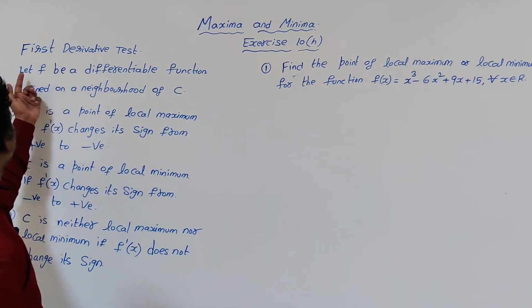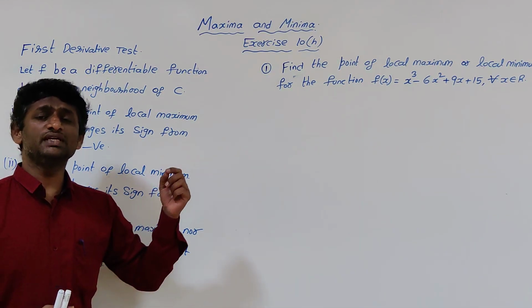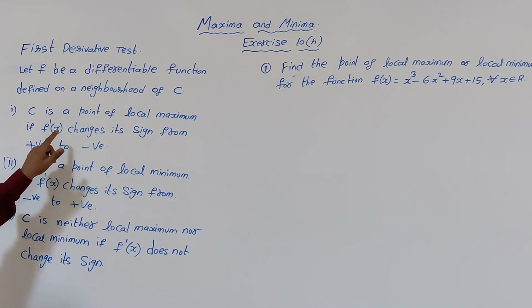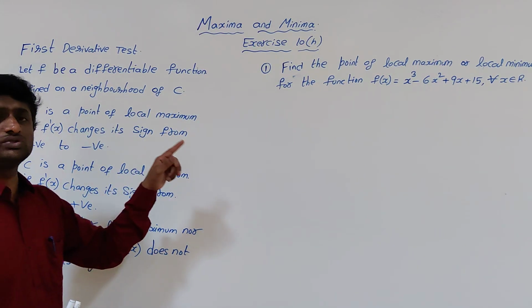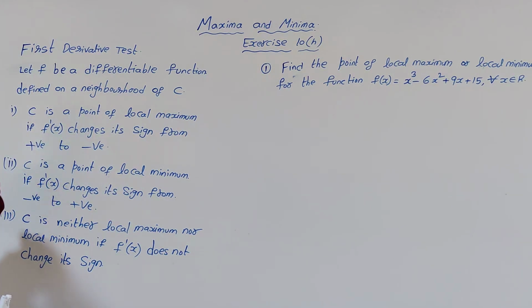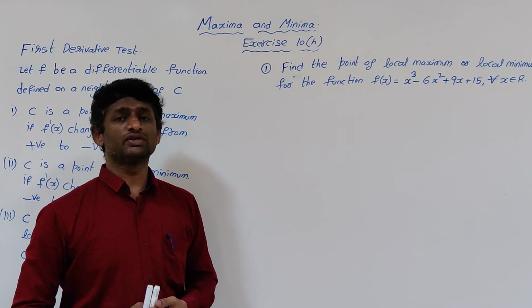Let f be a differentiable function defined on a neighborhood of C, and if C is a stationary point, then C is the point of local maximum if f dash of x changes its sign from positive to negative. Means if there is a change from positive to negative, then we can have the local maximum at the point x is equal to C, and its value will be f of C. Next, C is the point of local minimum if f dash of x changes its sign from negative to positive, and C is neither local maximum nor minimum if f dash of x does not change.